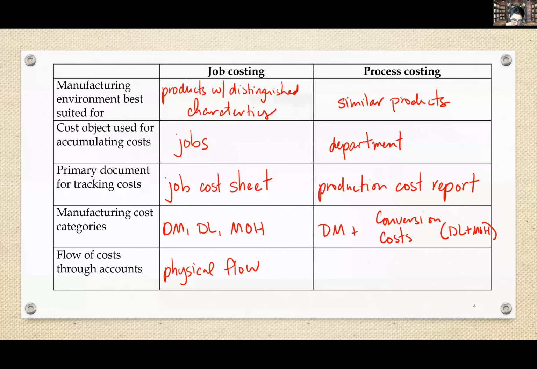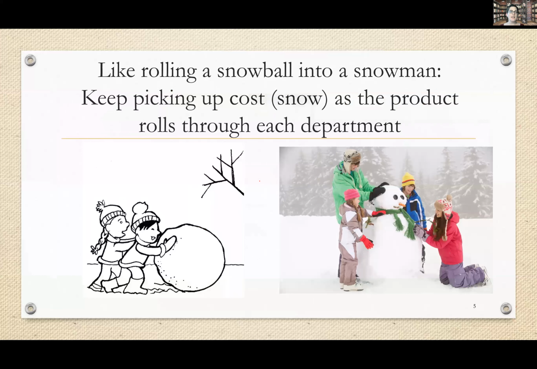But when we're looking at the flow of costs through the accounts in process costing, we're going to be putting those more on department, right? We're going to look at what the process is. So another way to think about it is it's like rolling that snowball into a snowman. As we first start making our bag of potato chips, right, we're going to pick up the costs of the potatoes. Then we're going to pick up the cost of the frying oil. We're going to pick up the cost of the labor to cut those and it just keeps going with the product as it goes through each department, right? And at the very end, after we've continued rolling that snowman through the different departments, we have a finished product.